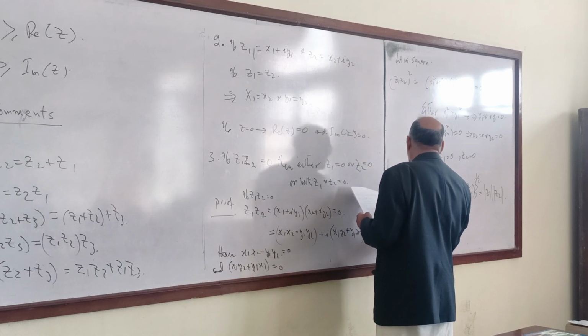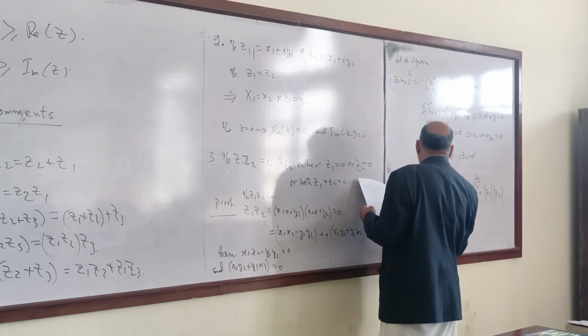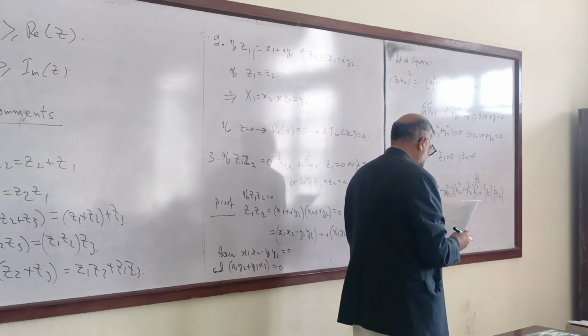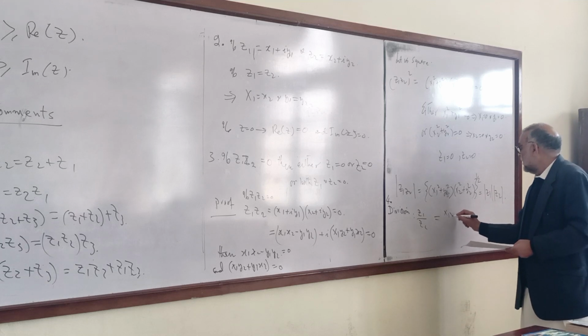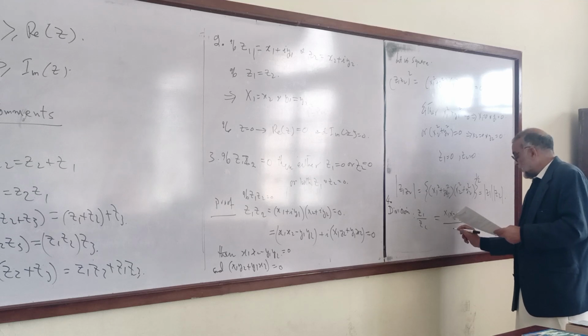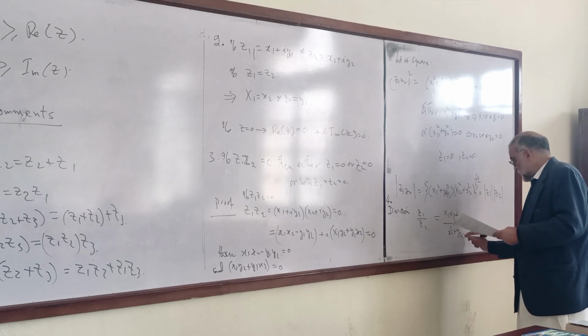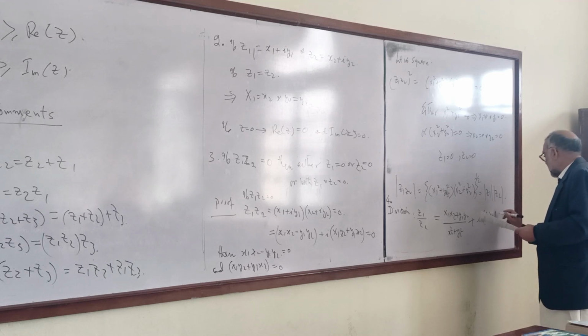Division. Property number 4, division. Z1 divided by Z2: the division means (x1 x2 plus y1 y2) over (x2 squared plus y2 squared), plus i (y1 x2 minus x1 y2) over (x2 squared plus y2 squared).